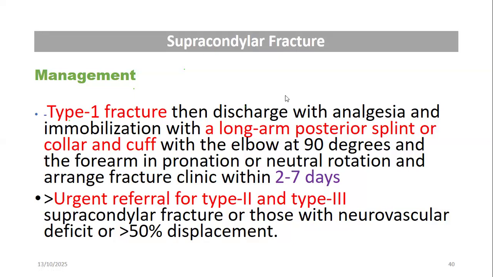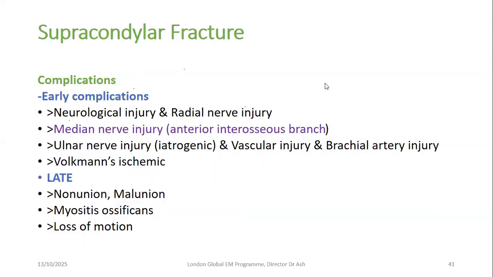So type 1, you are going to discharge with analgesia. You will apply a long arm posterior splint or collar and cuff. Collar and cuff is very important. You will keep the elbow at 90 degrees for 7 days, and then you will ask the patient to have a follow-up in the fracture clinic. Urgent referral for type 2 and type 3. There is also a chance of median nerve injury, which you must know.